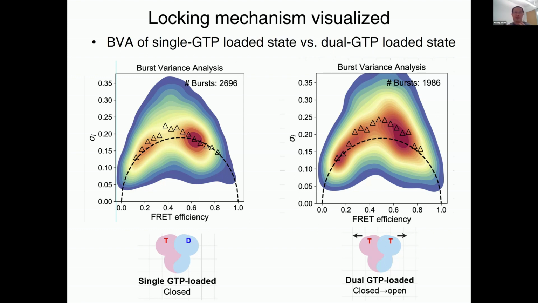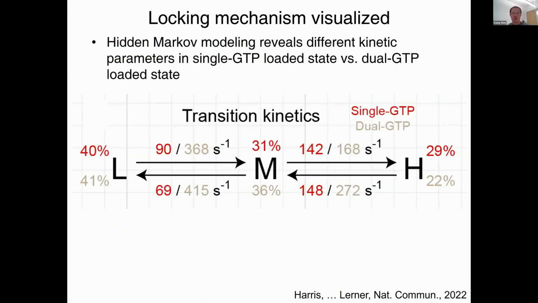And then we can further use hidden Markov modeling to quantify the transition kinetics between the low, medium, and high FRET populations, and consistent with our prediction, in the case of the dual GTP loaded configuration, the transition is much more dynamic between these states, suggesting these two nucleotide binding domains are talking to each other and negotiating which GTP has to be hydrolyzed.